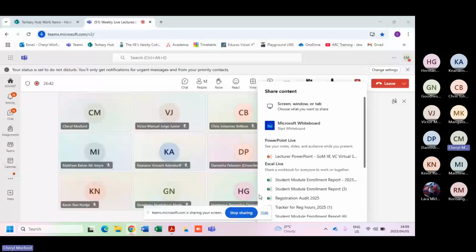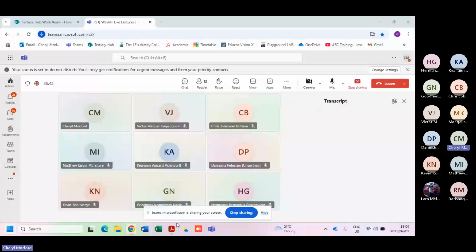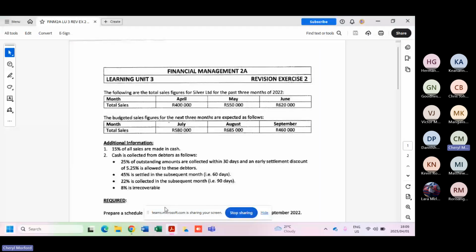Just get me sorted here. Just while we're waiting for this, I want to say here, the questions in the textbook are not very lekker, let's just say, for this particular section. Either too short or too long. So this is why I've put together what I think is an appropriate kind of question.